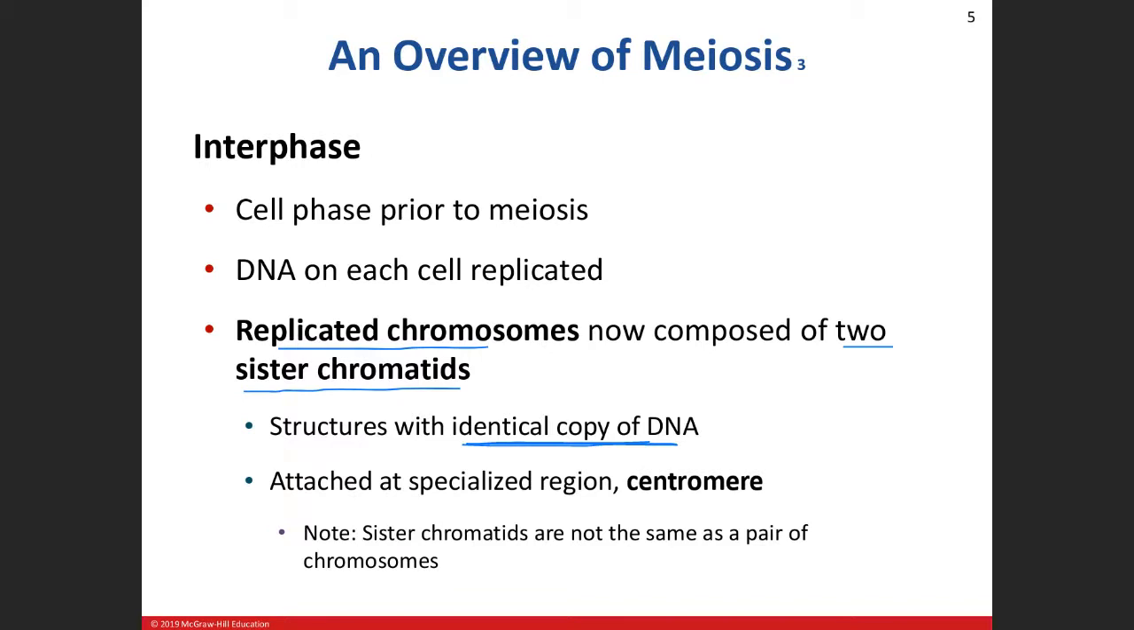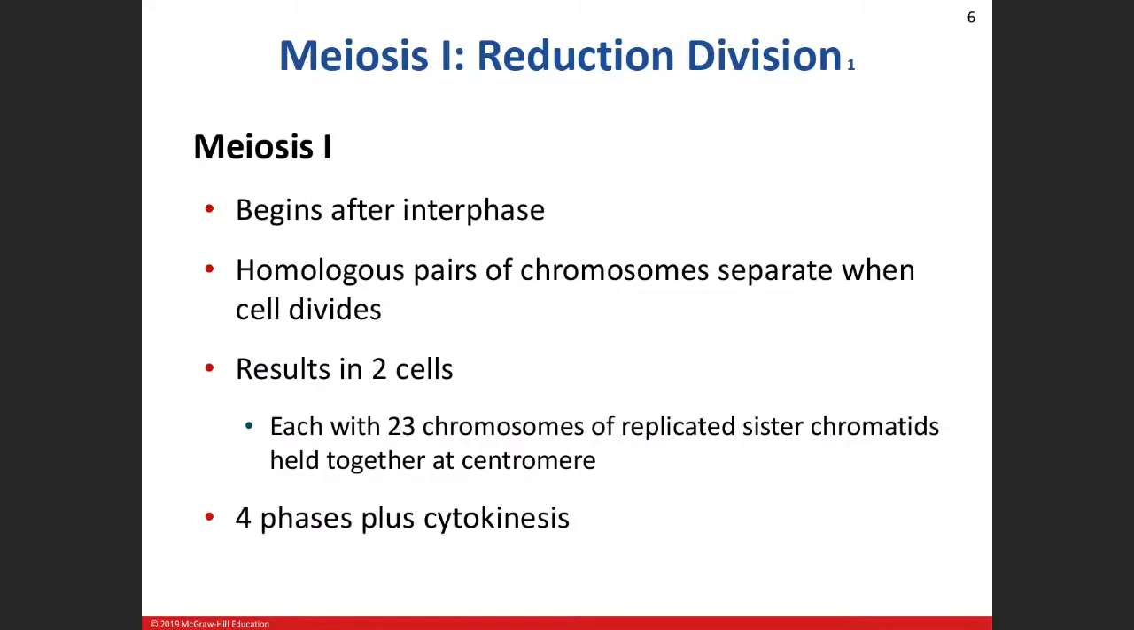Cool. All right, and they're attached by this fella here, the centromere. So now let's jump into meiosis. Okay, so overview of meiosis. We are going to deal with homologous pairs of chromosomes. Right? Homologous pairs are the same exact chromosome. Okay? So we're going to separate these pairs from one another.